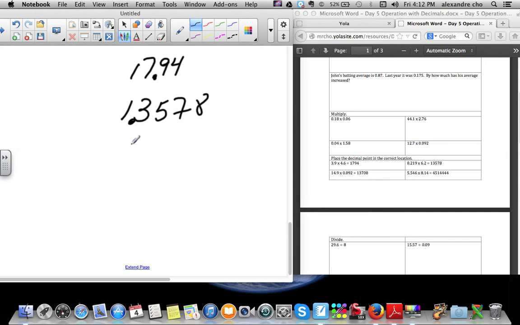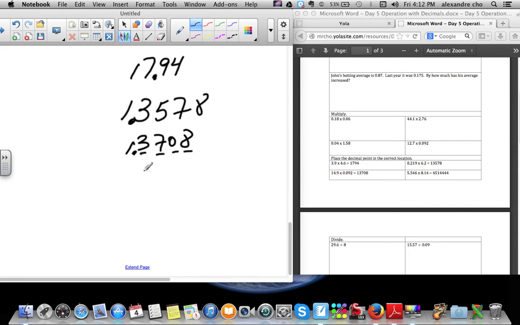14.9 times 0.092 is 13708. Our two factors we multiply have a total decimal place values of 1 plus 3, which is 4 place values. 1, 2. So our answer again should have 13708. So 1, 2, 3, 4.